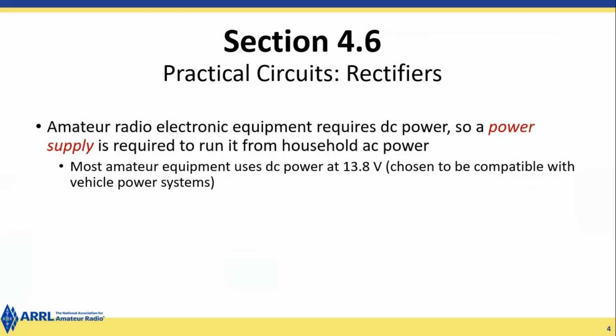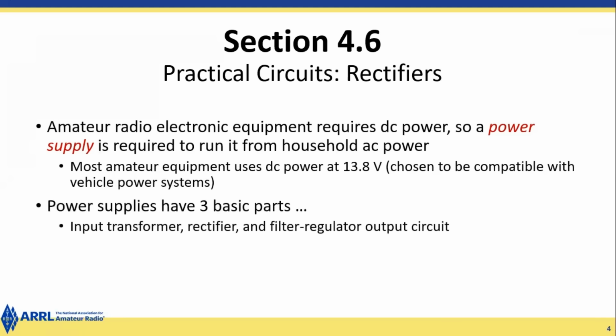Amateur radio electronic equipment requires DC power, so a power supply is required to make it run from household AC power. Most amateur radio equipment uses DC power of 13.8 volts, which is chosen to be compatible with vehicle power systems. Power supplies have 3 basic parts: the input transformer, a rectifier, and a filter and regulator output circuit.